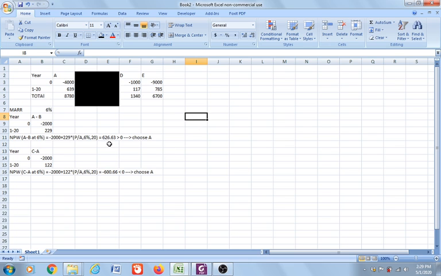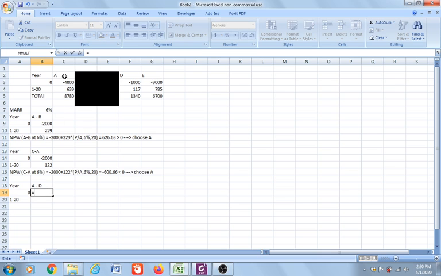Now we compare A and D. Okay, so A having a higher total, it should be A minus D over here, year 0, and then year 1 till 20.